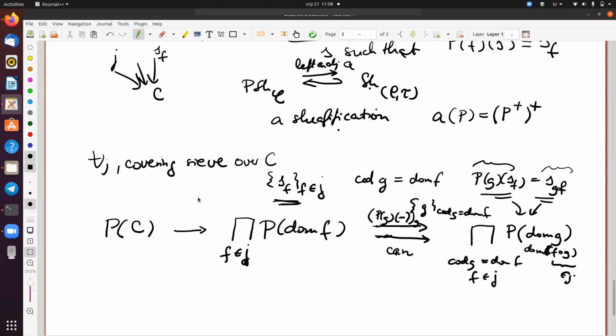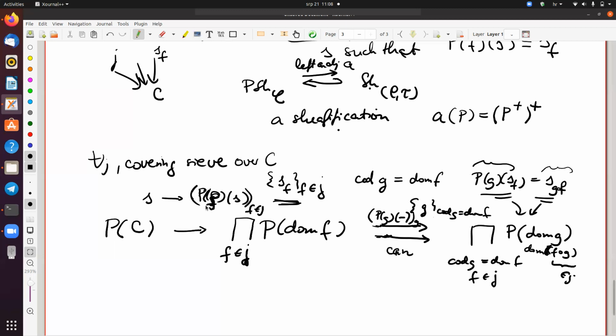That would be, if you want, a codomain of all these F's in J. And this sequence is exact in the sense that... and what is this map? This map, of course, sends S to P of G of P of F of P of F of S, where F is in J.